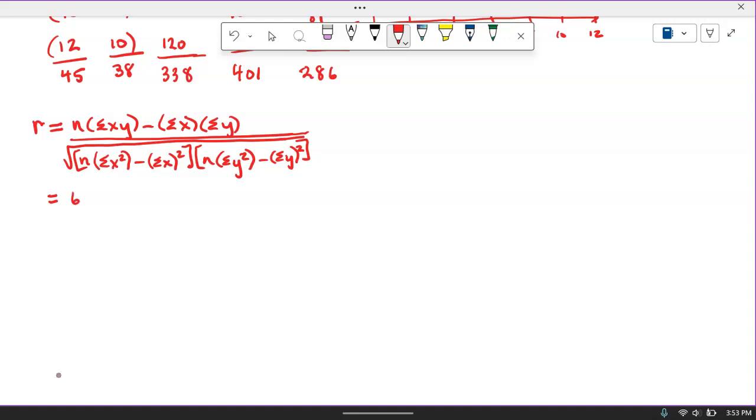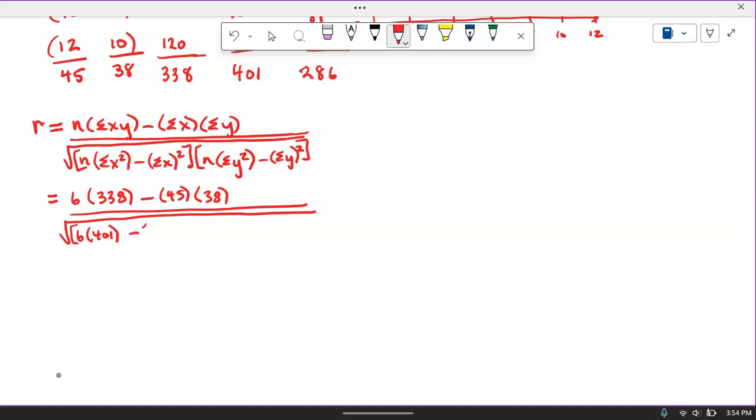Now, let's go ahead and plug in. N is the number of data pairs, 6, times the sum of xy, 338, minus the sum of x times the sum of y, all over a square root of, and in the first bracket, 6 times 401 minus 45 squared. In the second bracket, 6 times 286 minus 38 squared. Again, in class, we'll go over how to put that into your calculator. Otherwise, come and see me or visit with the tutor.